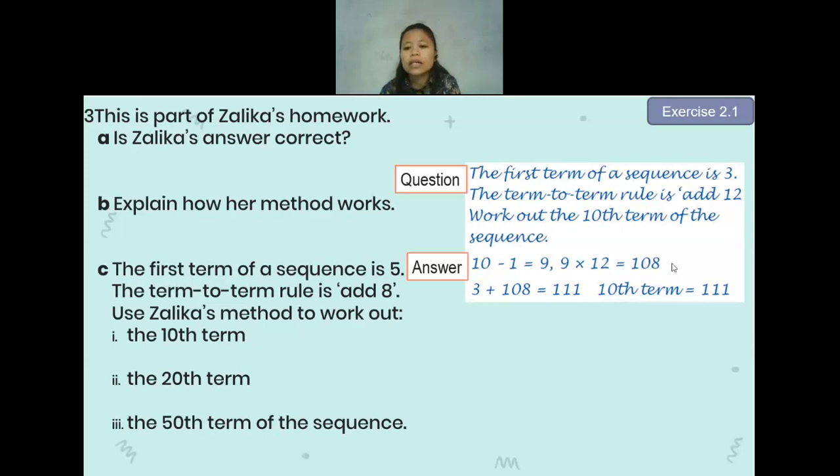So here is the homework from Zalika. She has the first term already. The first term is equal to 3, and then she needs to find the 10th term. That is her method. You said that the method is already correct, right? So I will just say, is Zalika's answer correct? Then I will answer it: yes, it is correct.